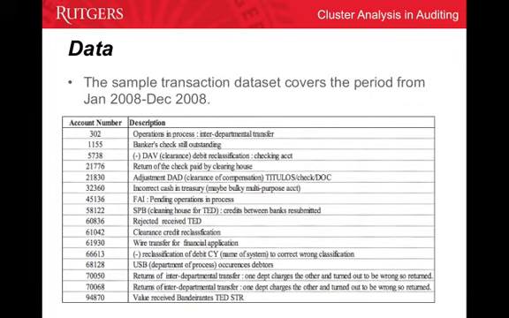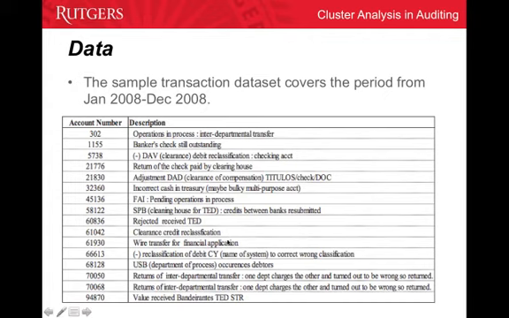So the data used in this research is a sample transaction dataset that covers the period from January 2008 to December 2008. It encompasses information from 16 transitory accounts that have been pre-selected by the bank as the accounts of interest, like this table lists. The purpose and origin of each transitory account is different.